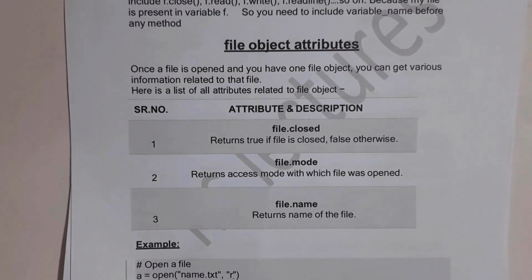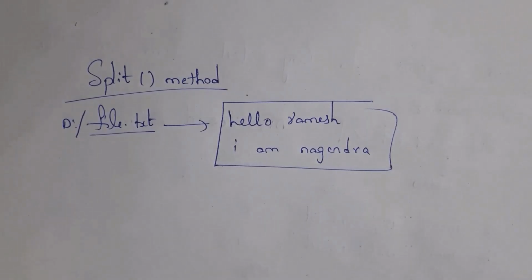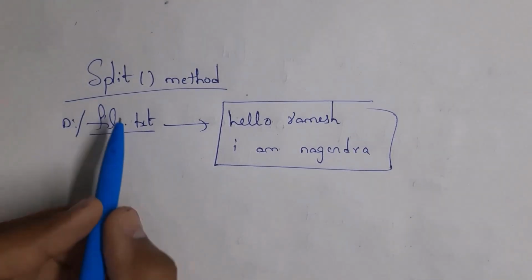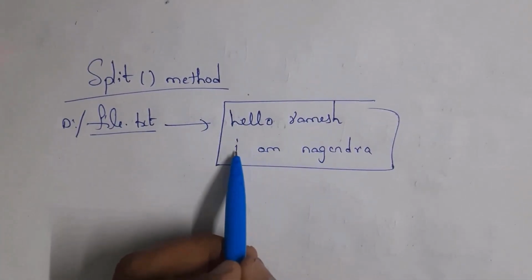Next I will explain what is the use of truncate, flush and split methods. At first I will explain what is the use of the split method. For example, my text file name is file.txt, which is present in local disk D, and this text file contains data that is hello Ramesh, and in the next line I am Nagendra.